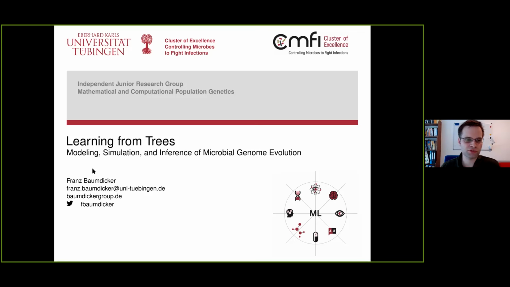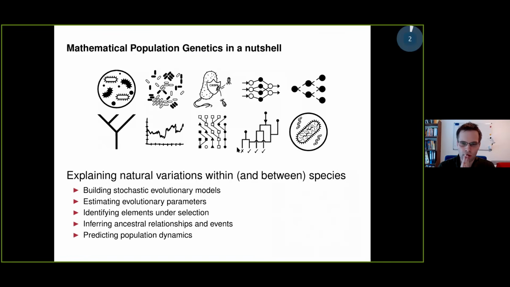And I'm happy to present to you about learning from trees and how we model, simulate, and infer microbial genome evolution. So my background is in mathematical population genetics, and what we are mainly interested in, if I wanted to explain it in a short sentence, is we're trying to explain natural variations within and between species. And to do so, we are building stochastic evolutionary models. We are estimating parameters of the evolutionary models.